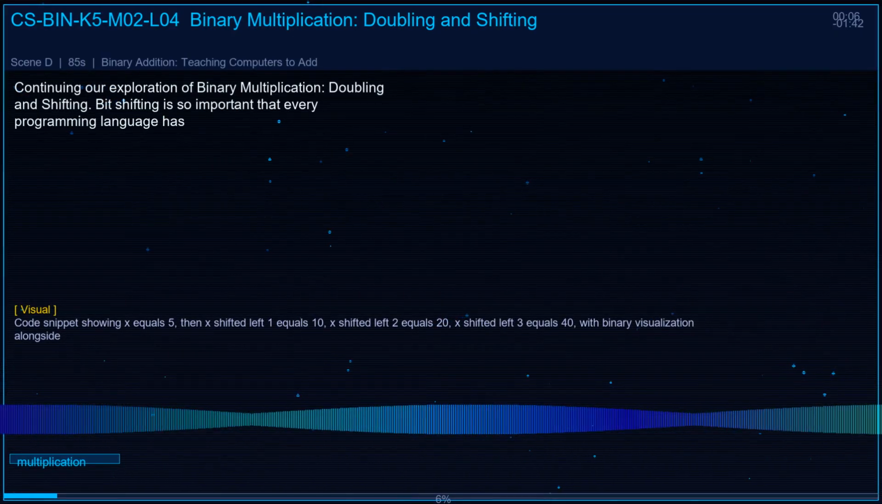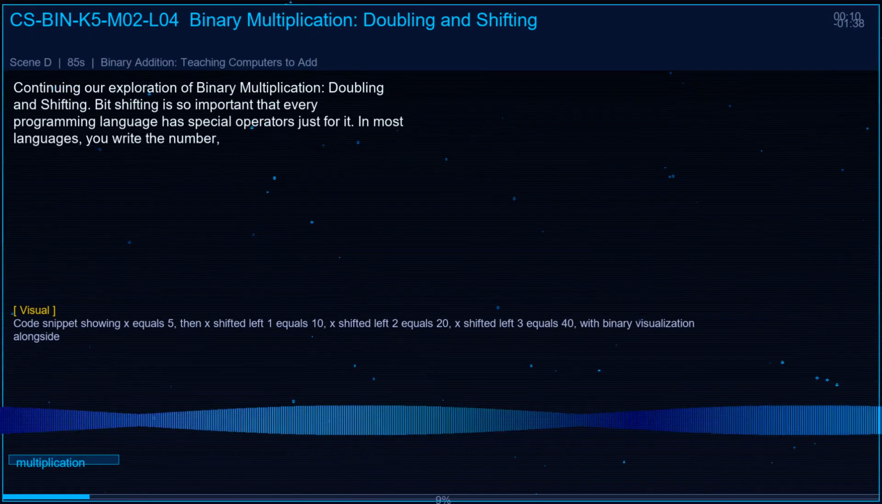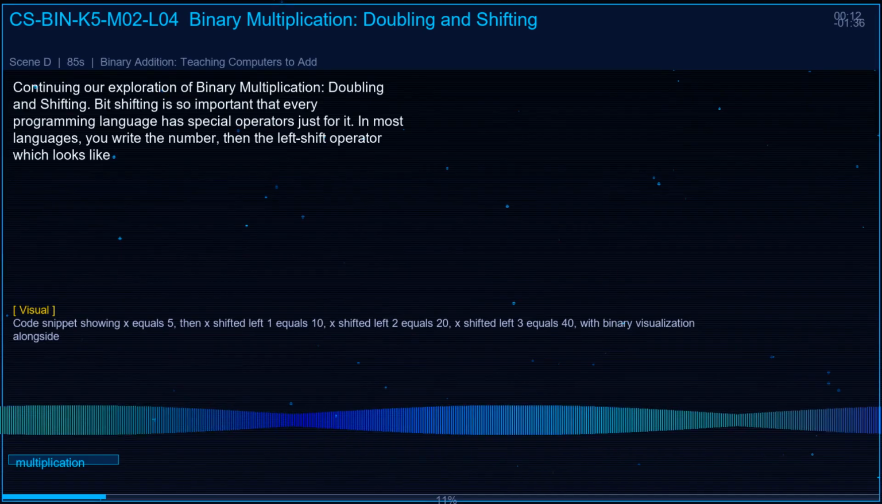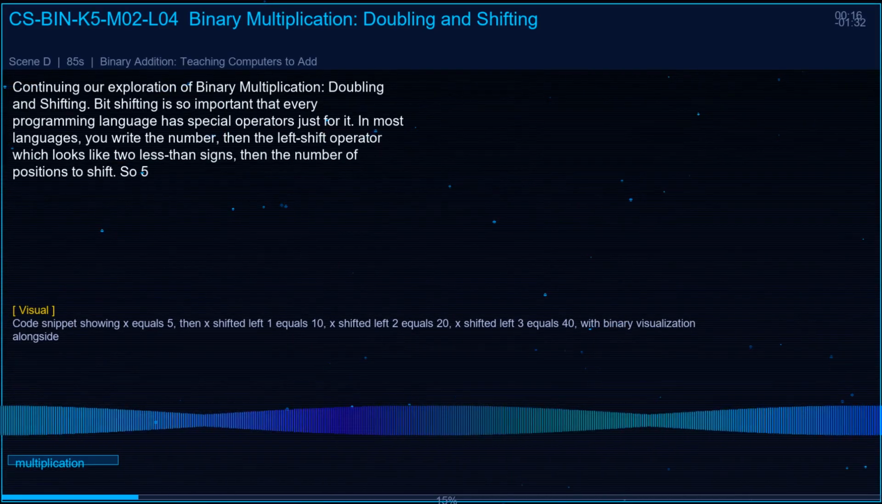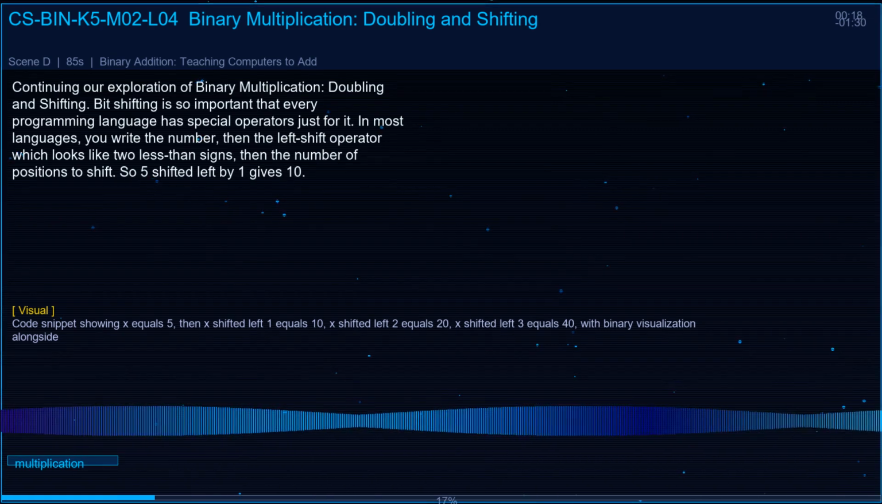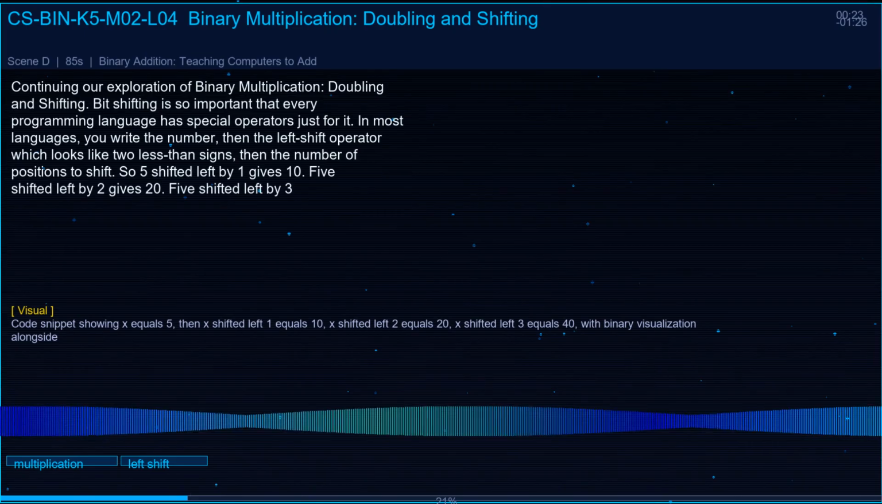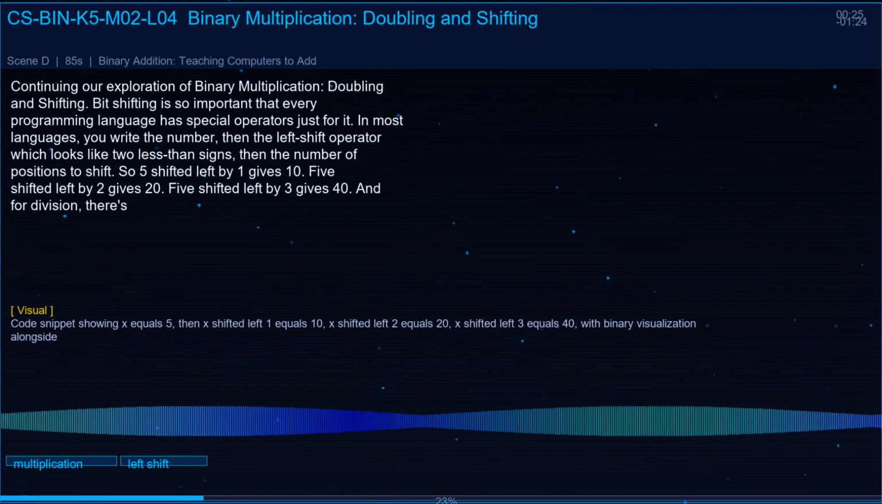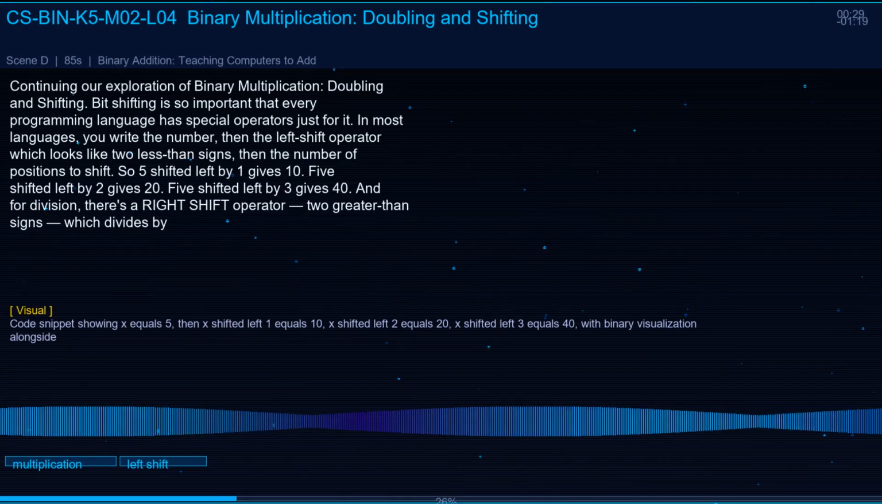Bit shifting is so important that every programming language has special operators just for it. In most languages, you write the number, then the left shift operator, which looks like two less than signs, then the number of positions to shift. So 5 shifted left by 1 gives 10. 5 shifted left by 2 gives 20. 5 shifted left by 3 gives 40.